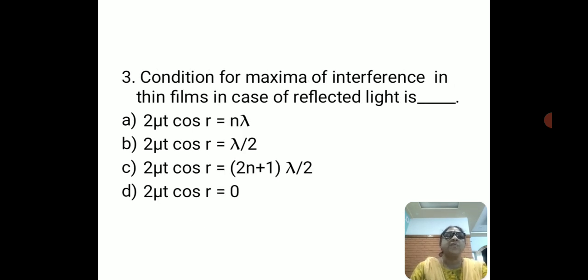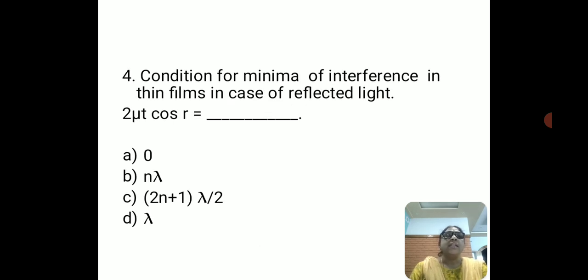Next, the condition for maxima of interference in thin films in case of reflected light is 2 mu t cos r equal to 2n plus 1 lambda by 2. Hence the answer is C. Okay, and now the condition for minima of interference in thin films in case of reflected light, that is 2 mu t cos r equal to n lambda. So the answer is B.